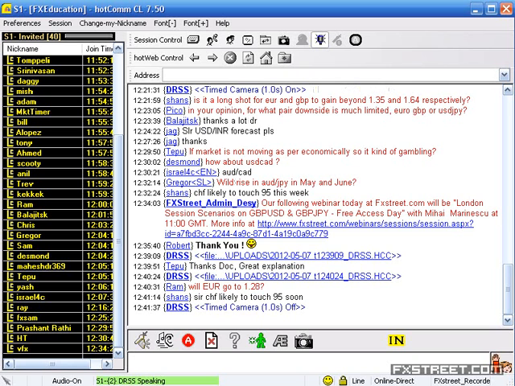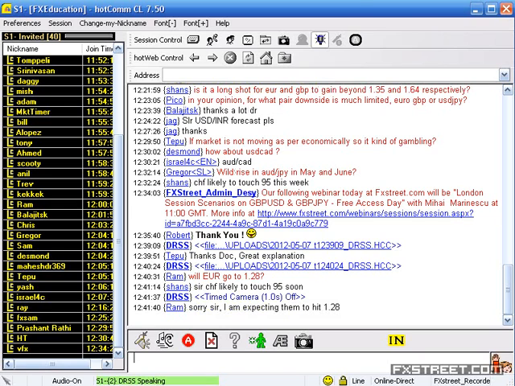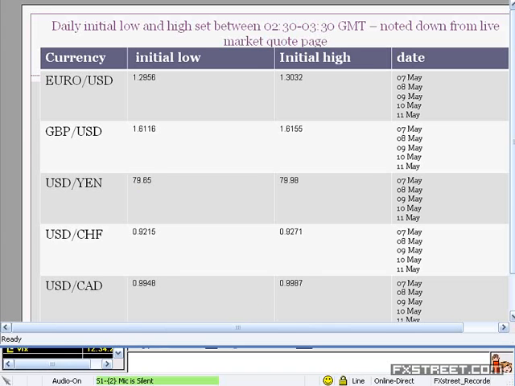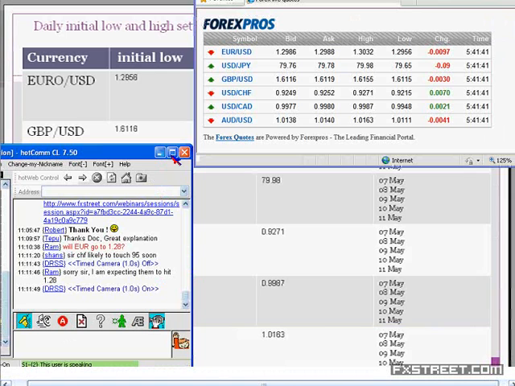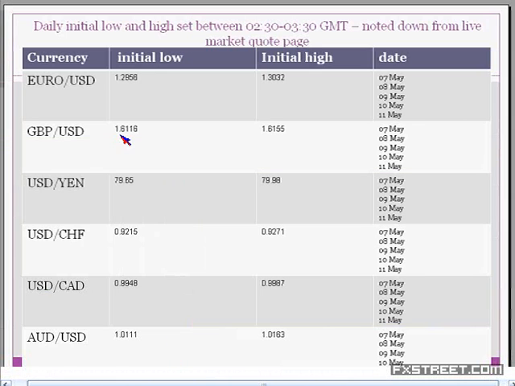So let me go back to the PowerPoint presentation. With regard to the initial lows and highs, GBP alone formed a new low at 1.6115, and still not much activity in the case of euro. They have not breached the low in the case of euro and USD yen, and CHF has not breached the low or the high. Canadian dollar and Australian dollar also have not breached the low or the high.